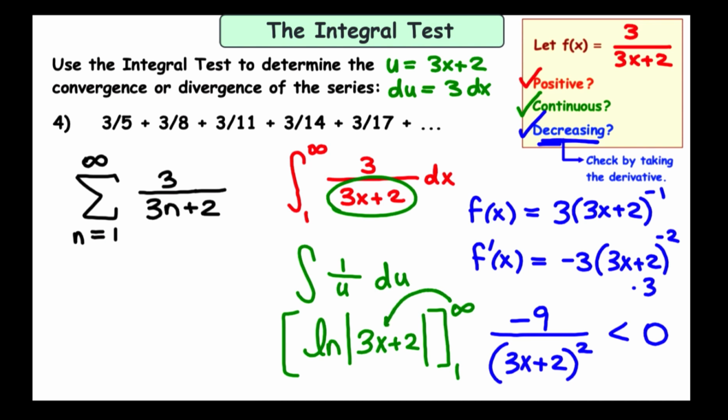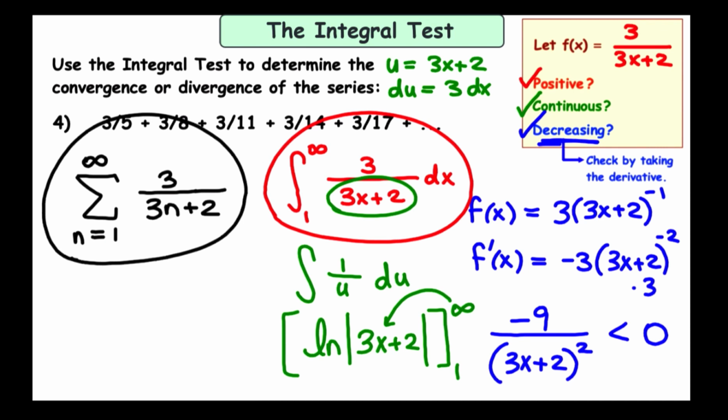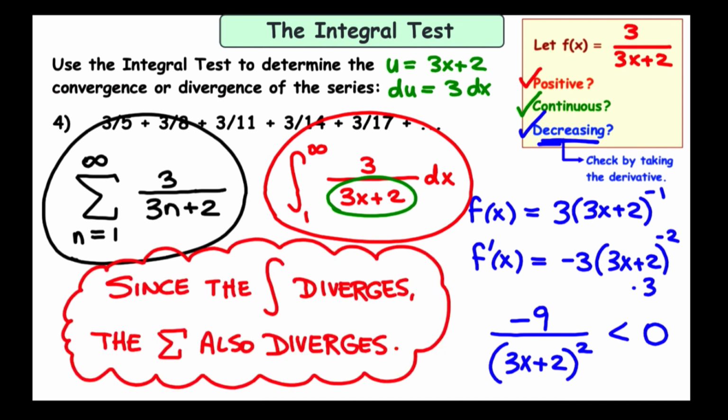Oh, geez, the moment I plug infinity in, I know what's happening. That's natural log of infinity. I'm done. I am done. The answer here is the sum diverges because since the integral diverges, the sum, or the series, I should say, will also diverge because of the integral test. On a test, you're going to want to write that out. Great. Hopefully that made sense.